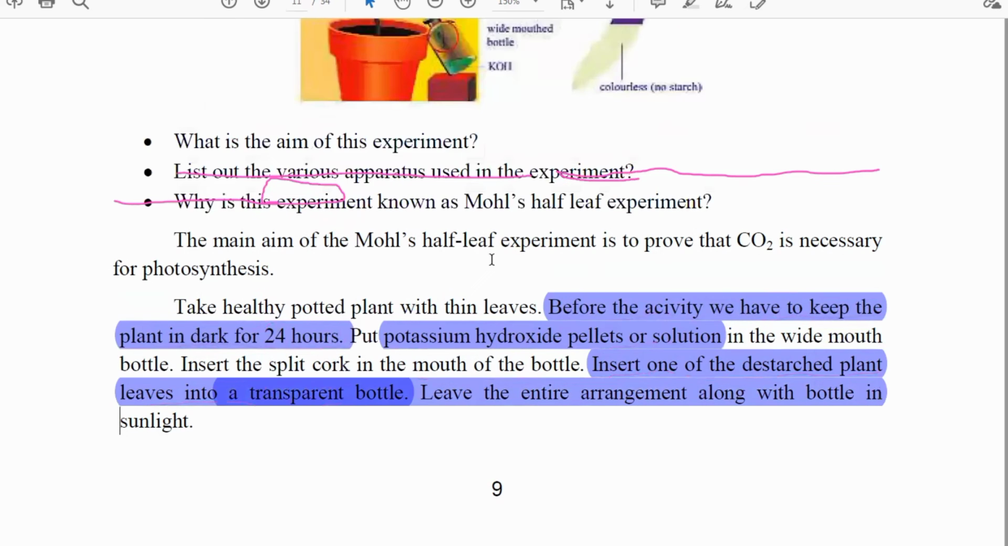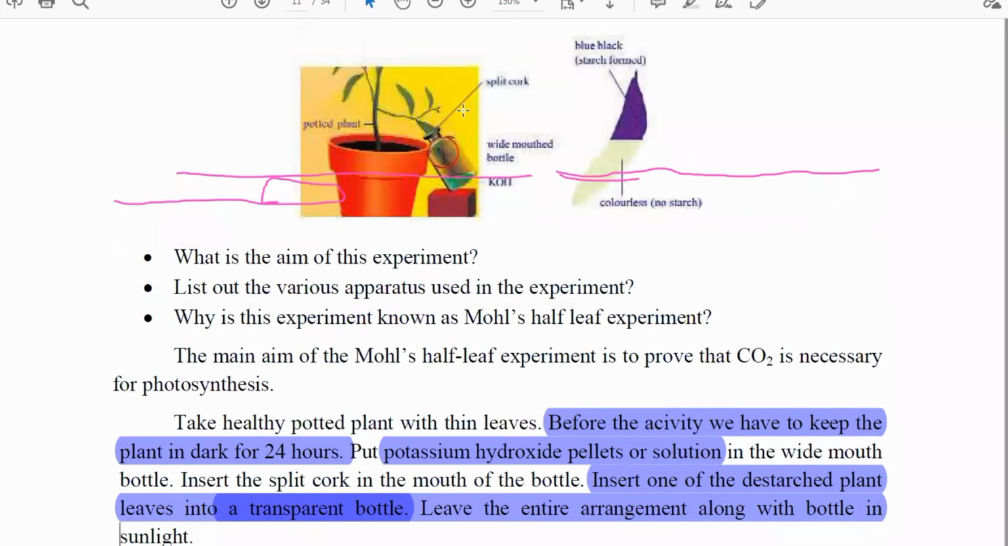So after inserting, here this is the bottle and this is the leaf. Only half the portion is in the bottle, the rest of the portion is outside. For the bottom we kept a wooden block. This entire setup, potted plant, bottle and wooden block, you have to keep in sunlight for about 6 hours.